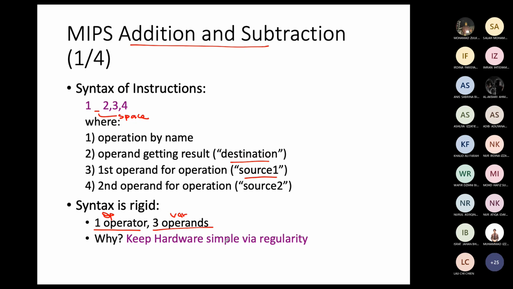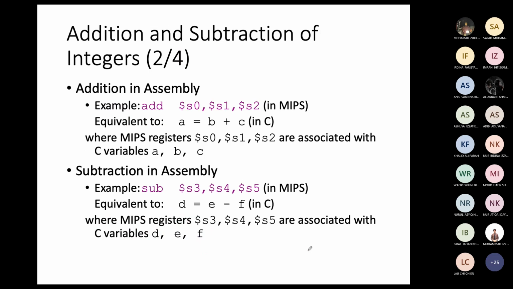So in this case, when you learn to convert the instruction to binary numbers, you have one simple, uniform way to convert it. Okay, so remember, computers only understand binary, right? So this instruction will be converted into binary. So to keep it simple via regularity, they keep the syntax as rigid as possible, right?